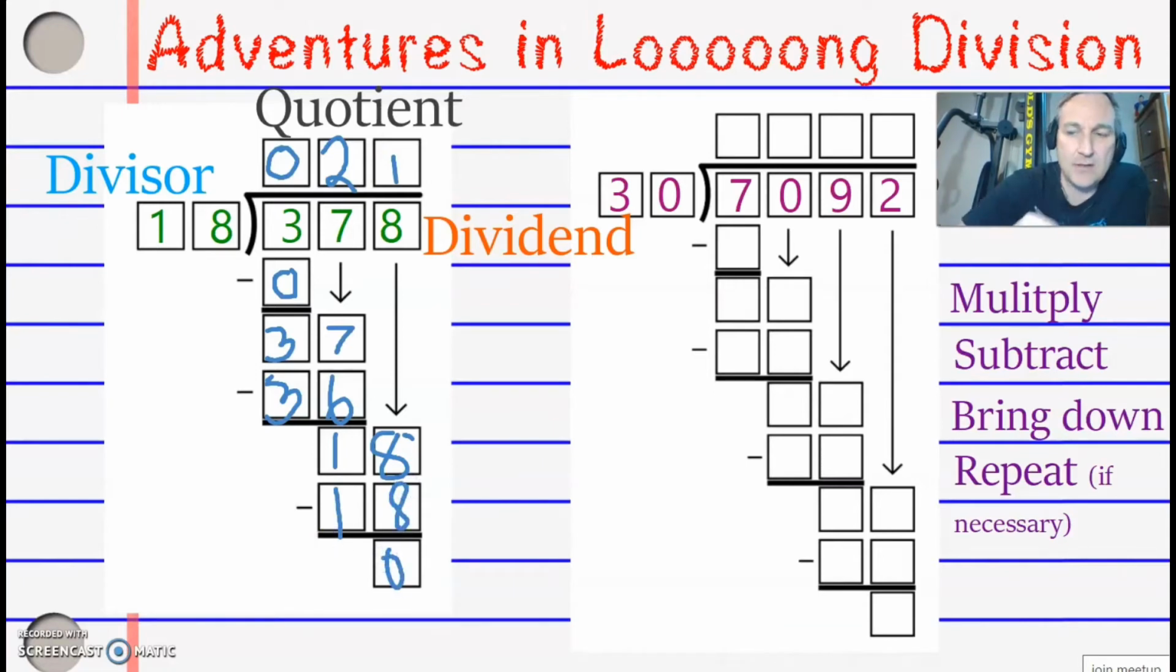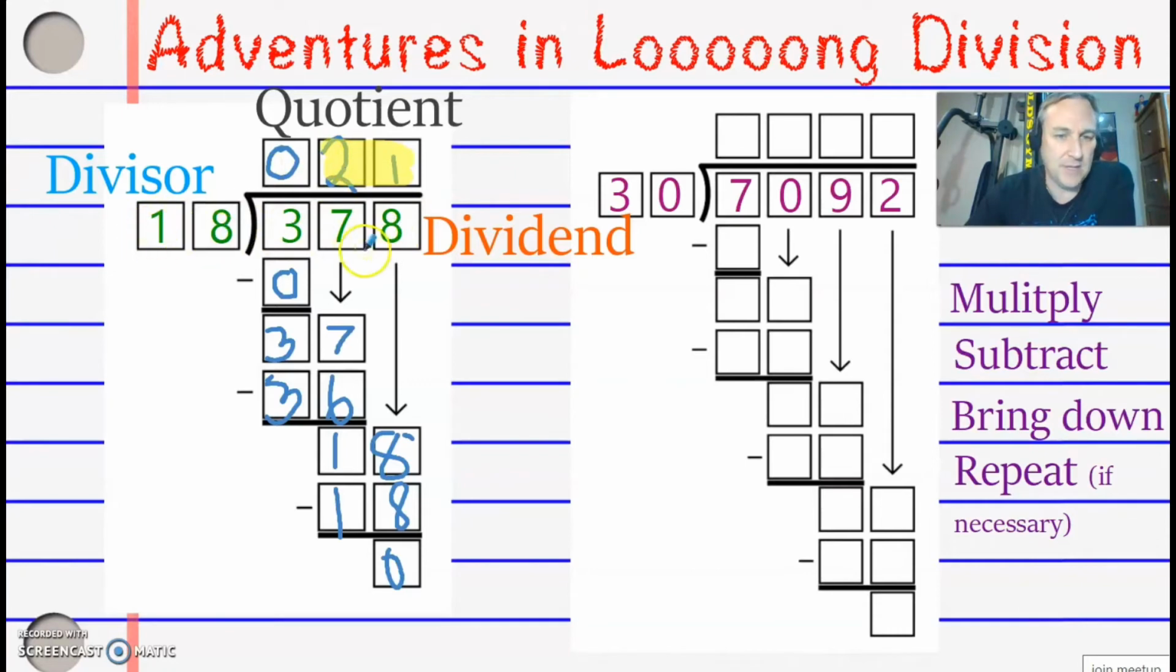So my answer... You know, one of the things I like to stress when I'm teaching this stuff in class is don't include the 0 in your answer. It's just not nice to look at. So let's just highlight right here. Our answer is 21. And if you checked it, you'd take 21 times 18 and it should equal 378.